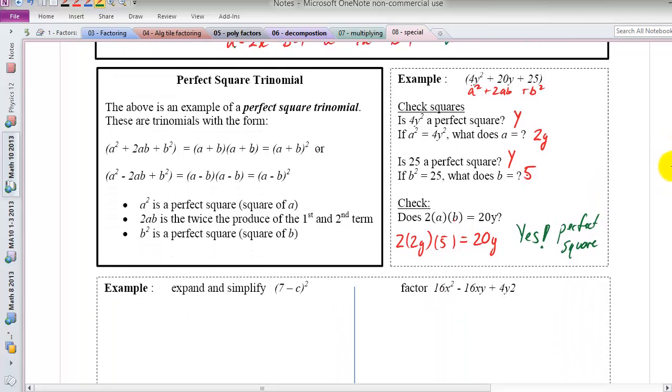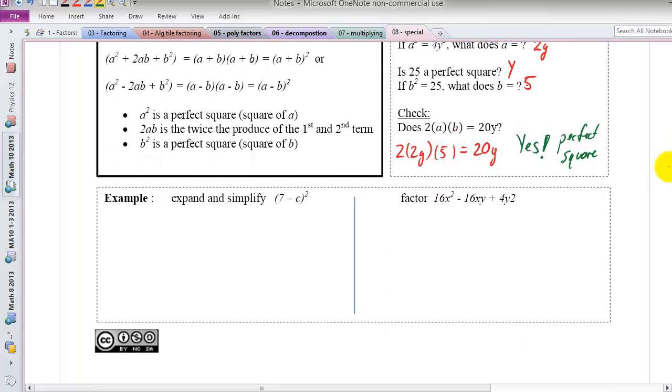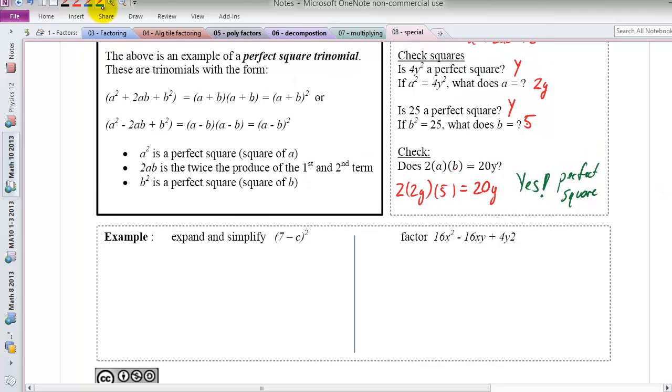Let's look at trying to expand some of these. So here I have (7 - c) all squared. If I look at this relationship here, I could say that's an a and the c is a b. So these two kind of match. So I know if I expand, I should be equal to this.